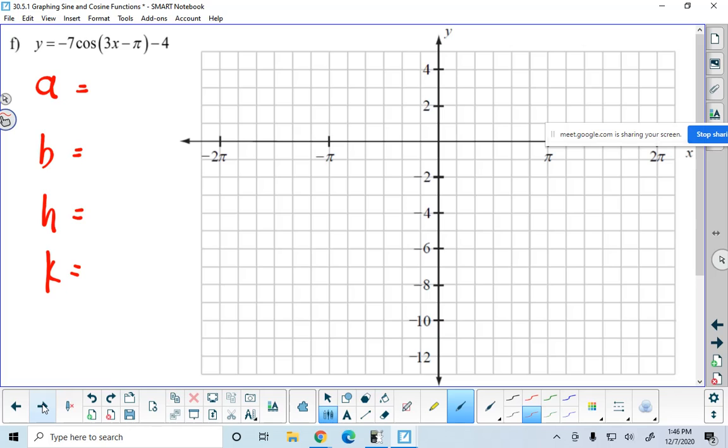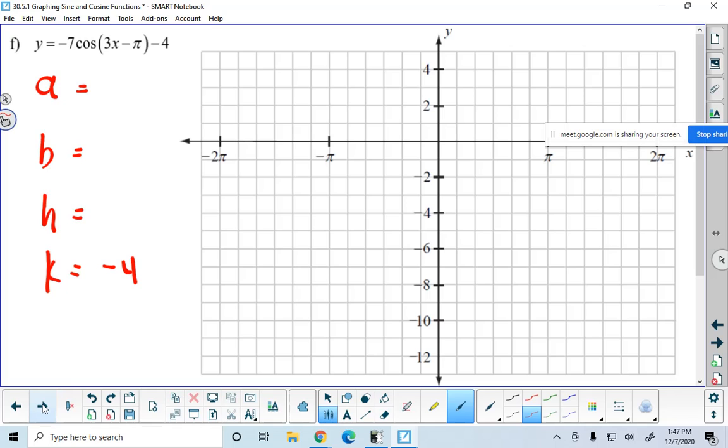Ava, can you type for us, please, what the value of A is? Dan Brienne, can you type what the value of B is? Aidan Crawford, can you type out what the value of H is? And, well, K is obviously -4. So K is -4.